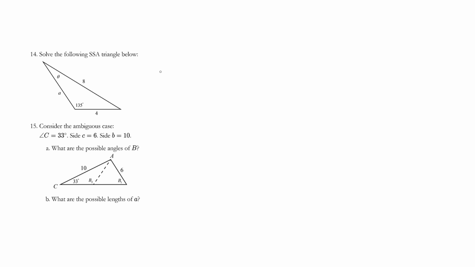Question number 14. Let's solve the following SSA triangle. You have a side-side angle. You can even spell this backwards. This is such a pain. Angle, side-side. These types of triangle, spelled forward or backwards, can be a big pain because of the ambiguous case.